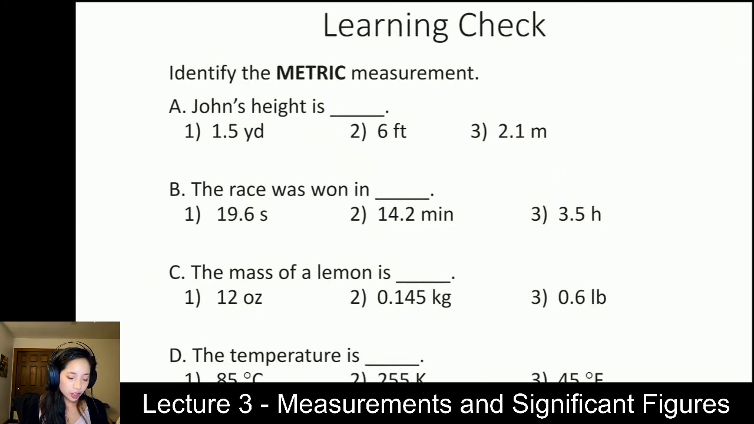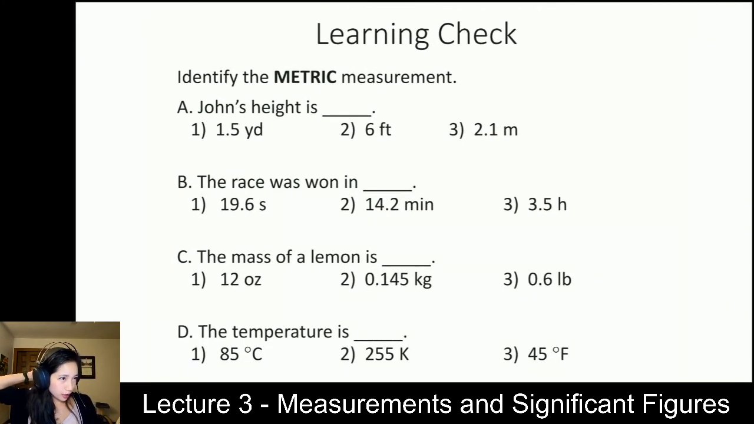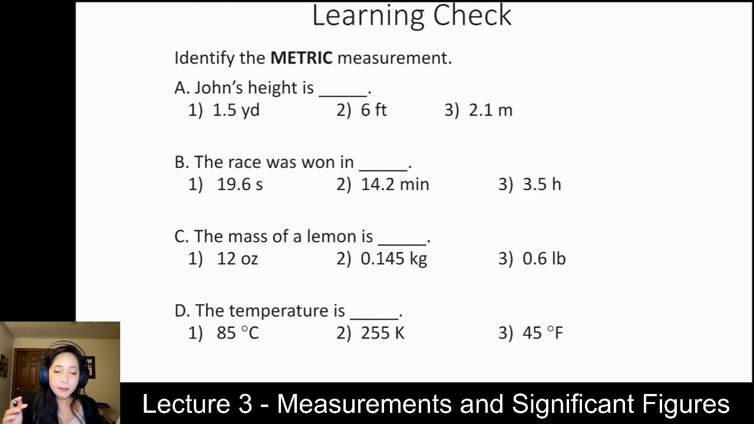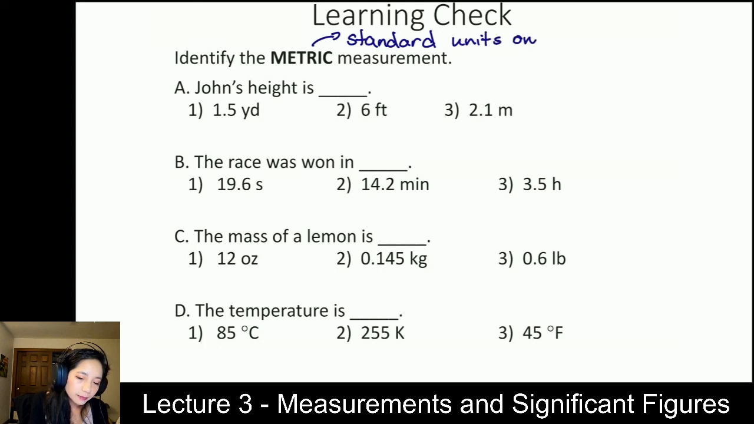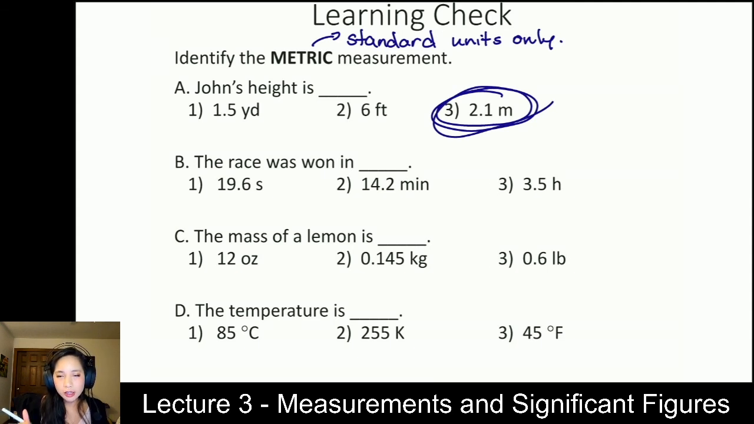One last learning check for this section before we move on to the next one. Identify the metric measurement. Remember, when we talk about metric, we're talking about our standard units. No imperial units. Standard units only. John's height is 1.5 yards. Yard is an imperial unit. Bad. 6 feet is an imperial unit. Bad. 2.1 meters, meter, that's a metric measurement.